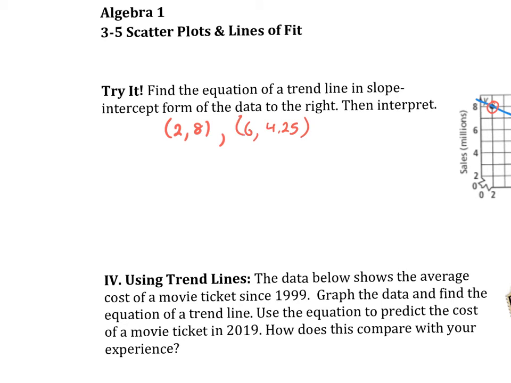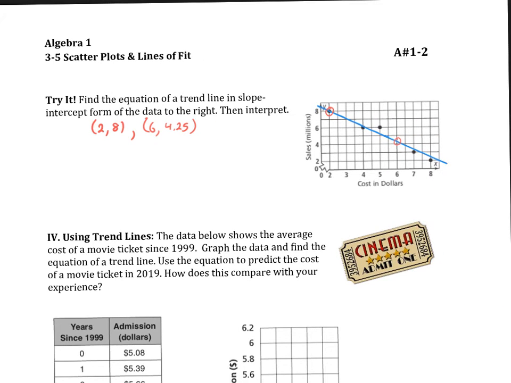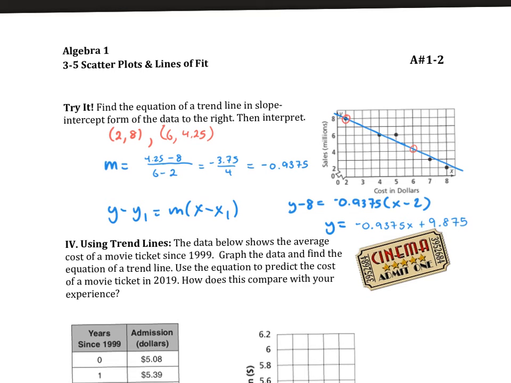All right, so now we're going to find the slope, and then use y minus y1 equals m times x minus x1, and see what we get. And here's what I get. Now my slope, what does this mean? This means that every time we add a dollar to the cost of this product, the number of sales goes down by this many million.